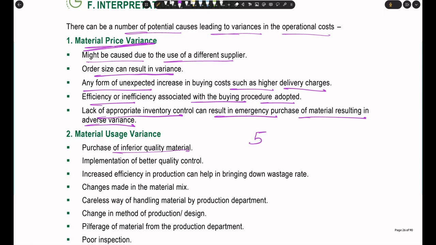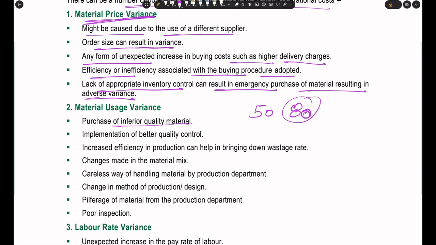Standard: you have planned that you will use 15 material, but if you use inferior quality material, your material will be easily destroyed or deteriorated, so you have to buy more material, and you end up using around 80 quantity. Okay, so this is the adverse variance. And then implementation of better quality control. Okay, this can also apply.